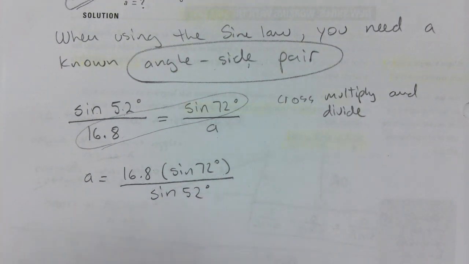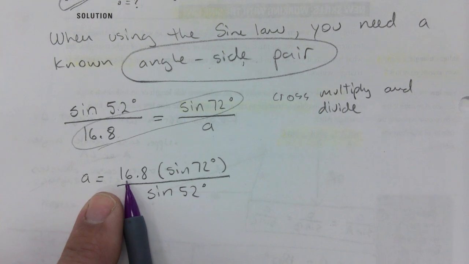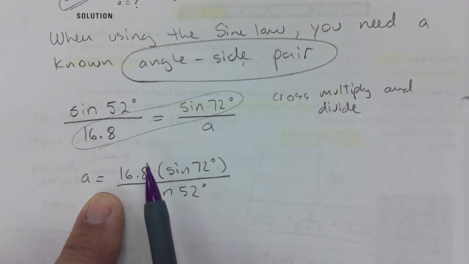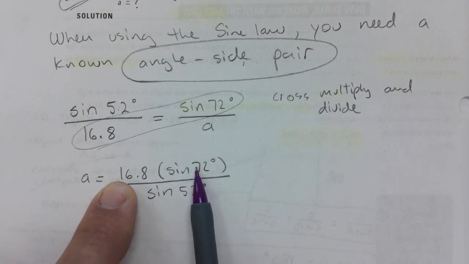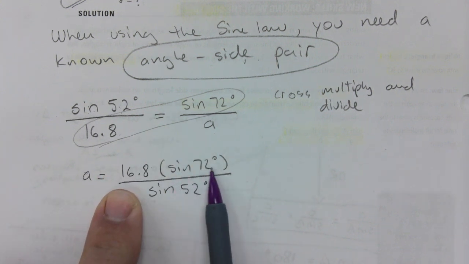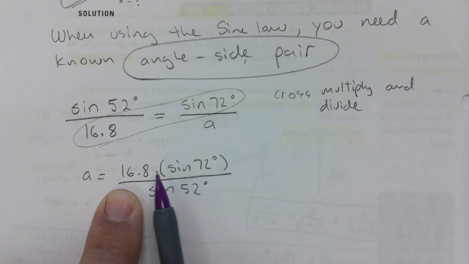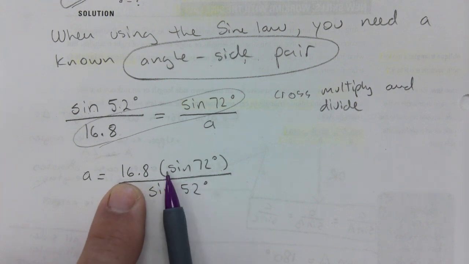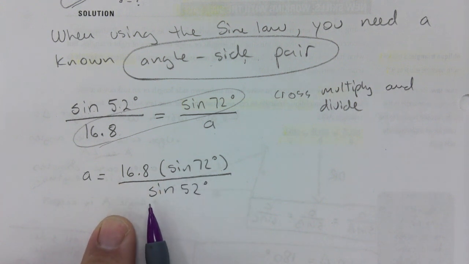I always write down the value in front of sine. Even though you could flip them, I prefer to have it in front just so there's no issues with 72 and 16.8. You kind of split them up with the sine, and that's what you get.